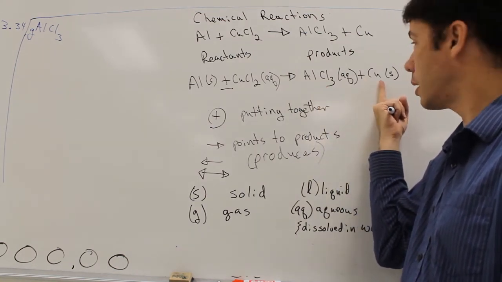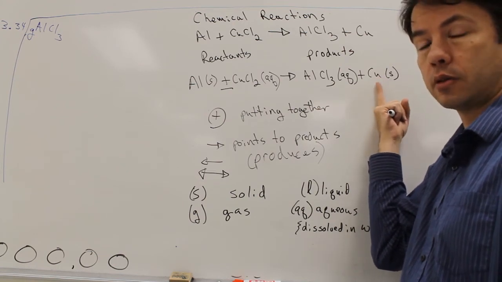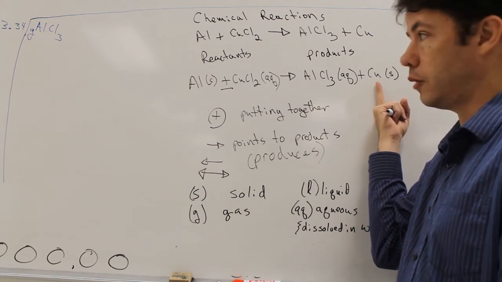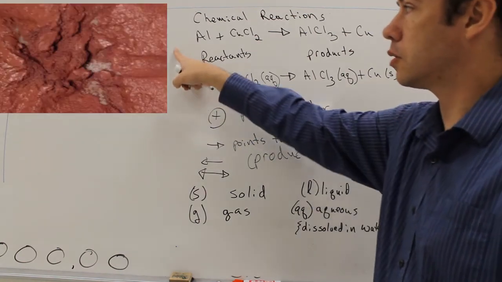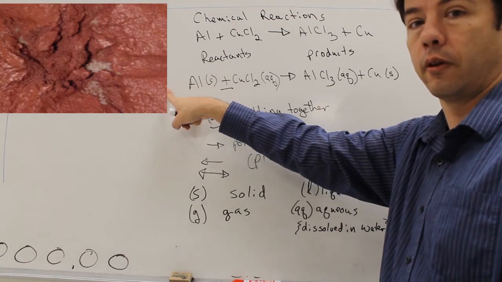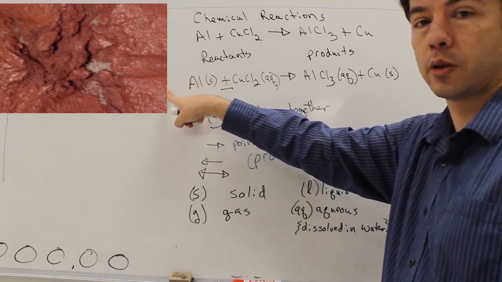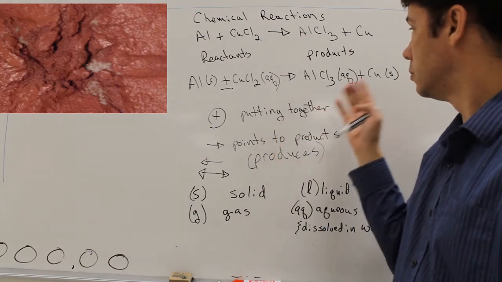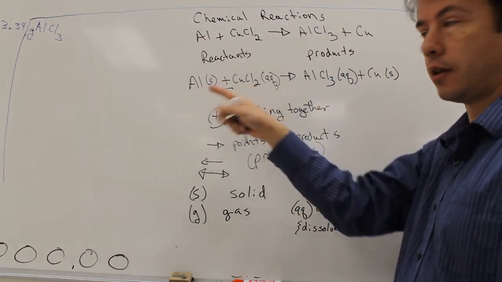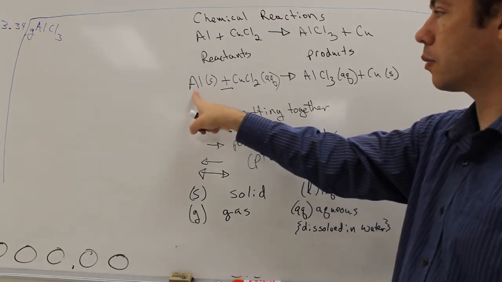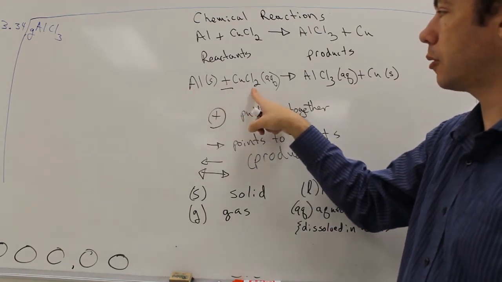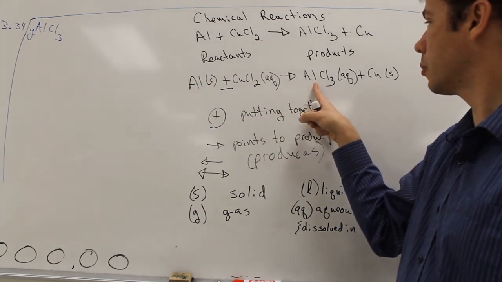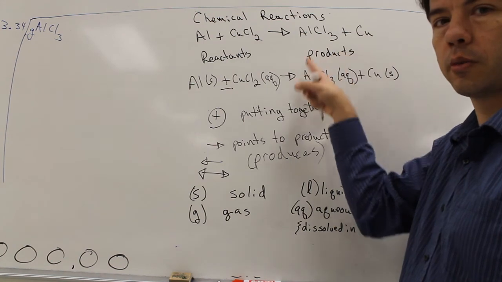So if you hadn't figured out by now, guess what the brown stuff was that showed up in your lab? It was copper. If you don't believe me, here is a picture of it from after someone's lab. So that's the basics of how you would read this: we have aluminum plus copper chloride, which are reactants, and they produce aluminum chloride plus copper, which are products.